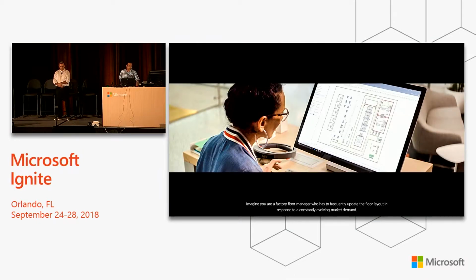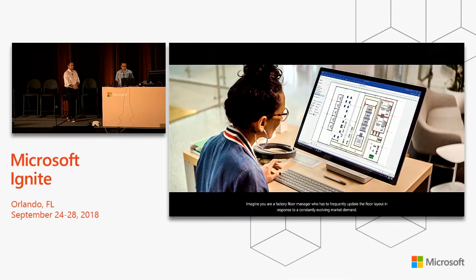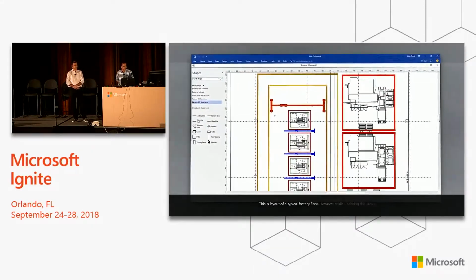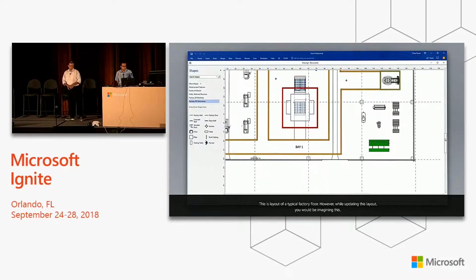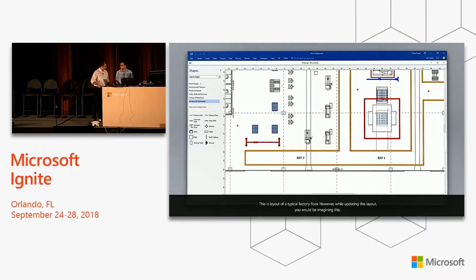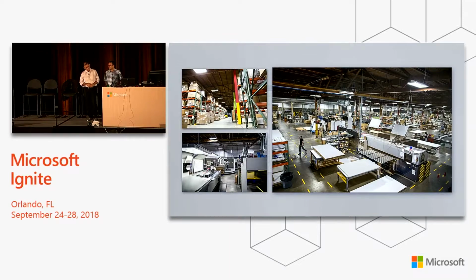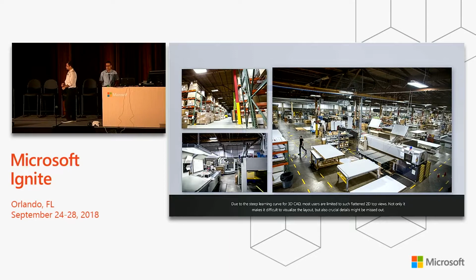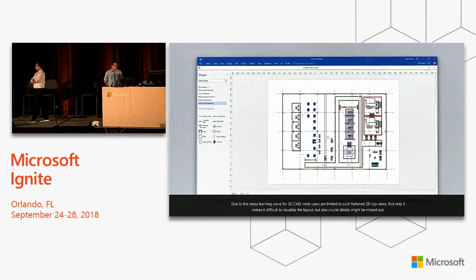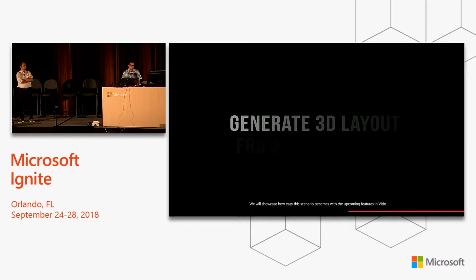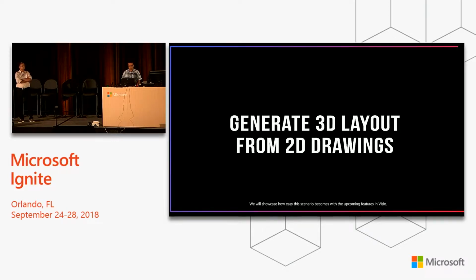Imagine you are a factory floor manager who has to frequently update the floor layout in response to a constantly evolving market demand. This is layout of a typical factory floor. However, while updating this layout, you would be imagining this. Due to the steep learning curve for 3D CAD tools, most users are limited to such flattened 2D top views. Not only makes it difficult to visualize the layout, but also crucial details might be missed out. We will showcase how easy this scenario becomes with the upcoming features in Visio.